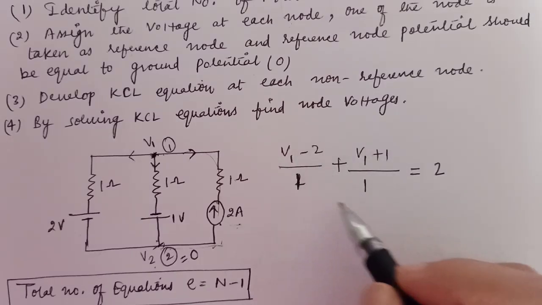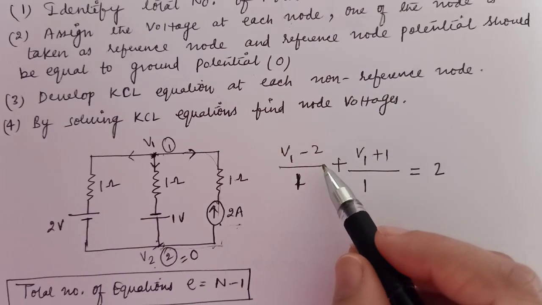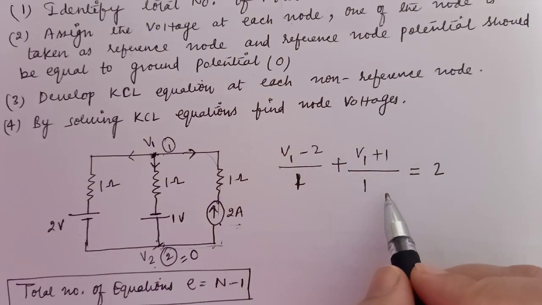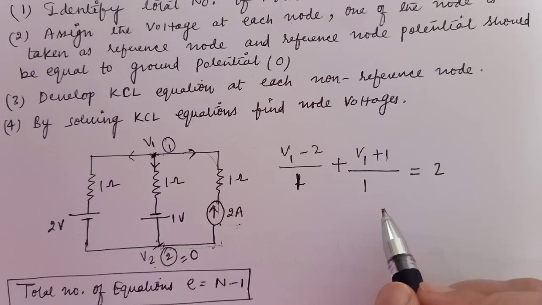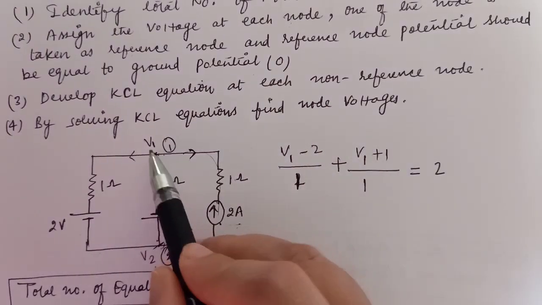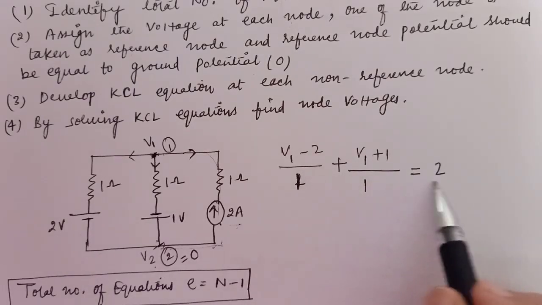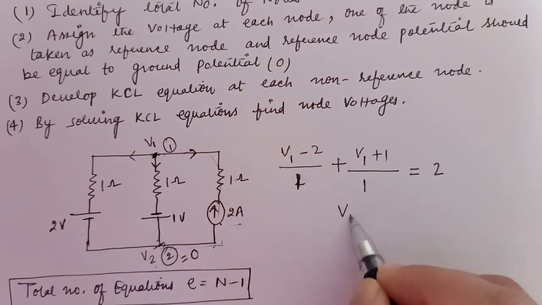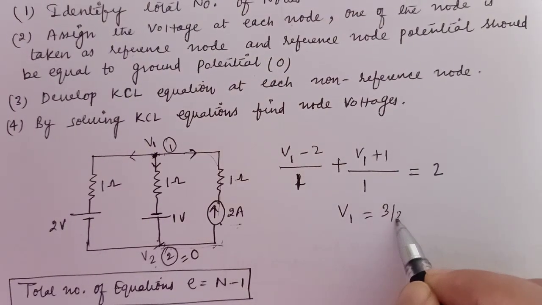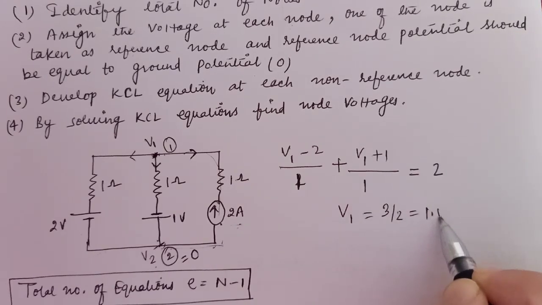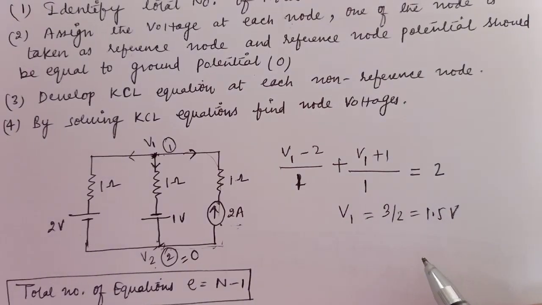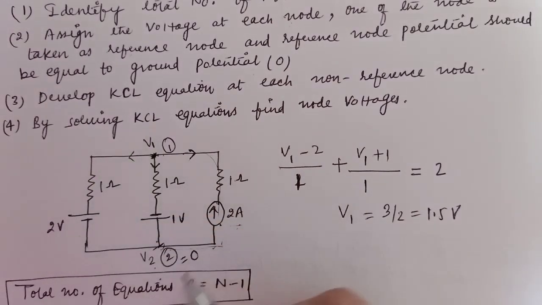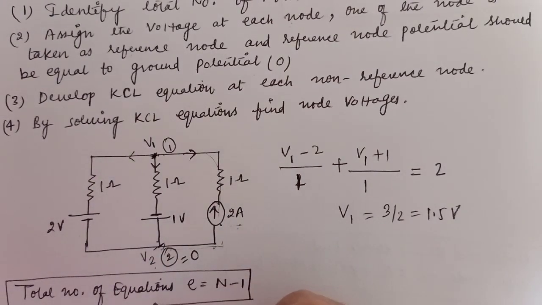After developing the KCL equations at each non-reference node, you have to solve them to find the node voltages. Here only one node voltage, V1, has to be found, so there is only one equation. Solve this equation and you will get V1. V1 we will get as 3/2, that is 1.5 volt. So this is how to apply nodal analysis in any circuit.